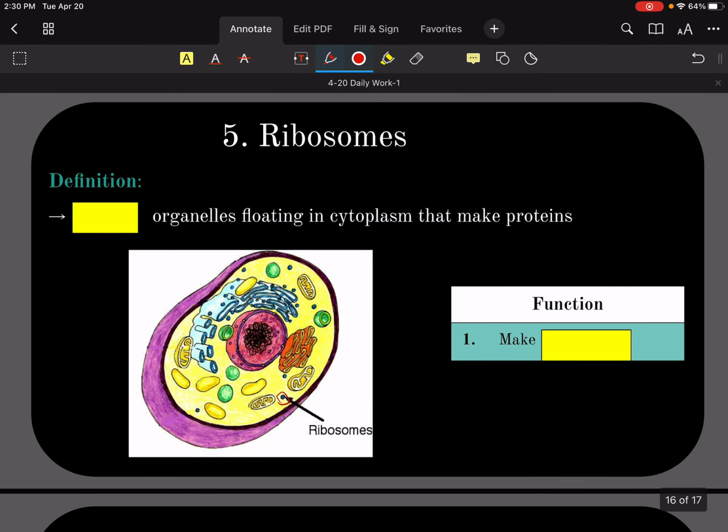Our final organelle is called a ribosome. So ribosomes are tiny little organelles floating in the cytoplasm, and they make proteins. So right now I'm going to circle all of my ribosomes, these little blue dots, and these make proteins. That's their job. And proteins are super important because that's what helps keep the cell strong and build up all the different organelles inside of the cell.